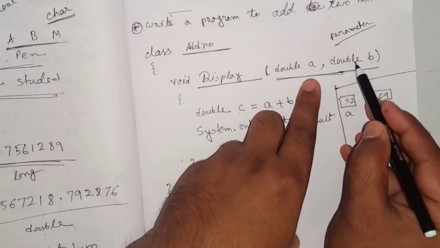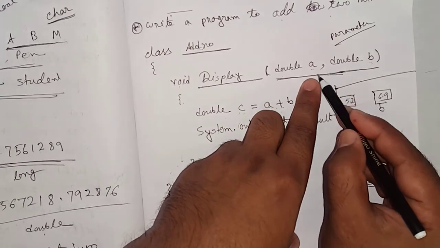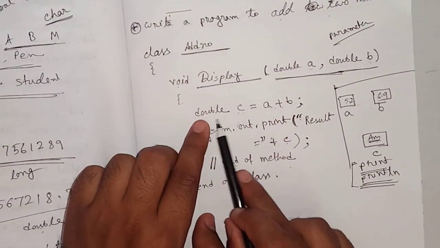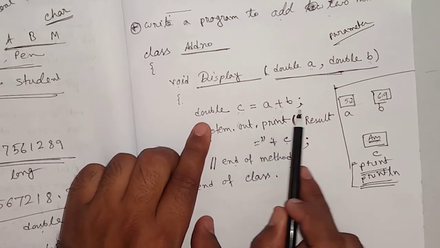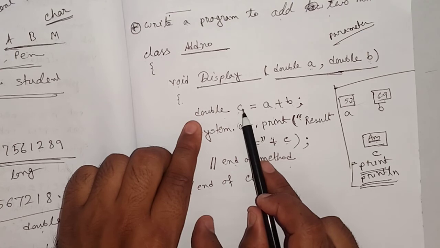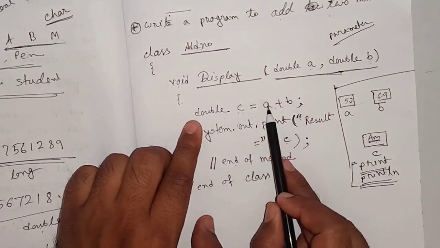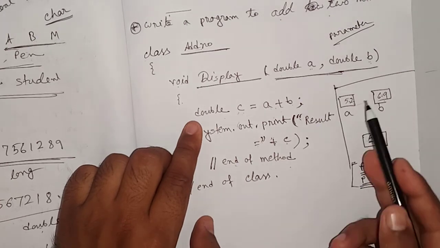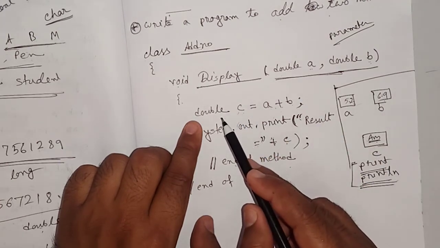Okay, two parameters are present, so you use a comma to differentiate these two parameters. And now double C is equal to A plus B. So you are calculating A plus B and storing it inside C, which is double type, because A and B are double type. We know when we add two double type values we get one double type value as the result.